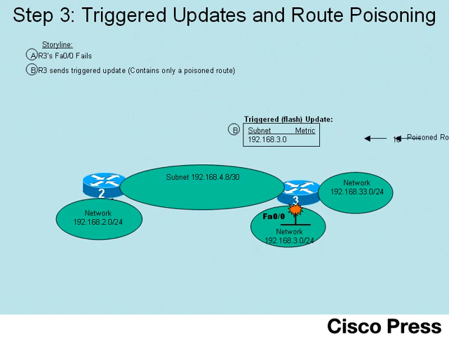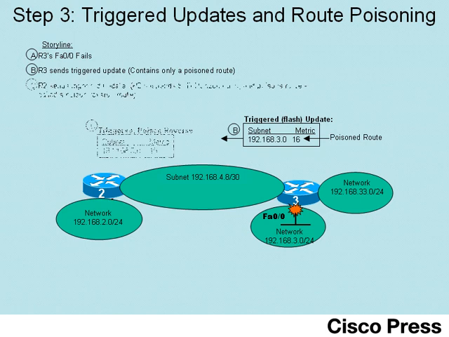Now notice this triggered update lists subnet 192.168.3.0, now with a metric of 16. A metric of 16 means infinity to RIP, so when RIP wants to advertise a route and say that it's failed, it simply advertises that network or subnet with metric 16. Anytime a routing protocol advertises a route with an infinite metric, that routing protocol is said to be poisoning the route, and that route is said to be a poisoned route.